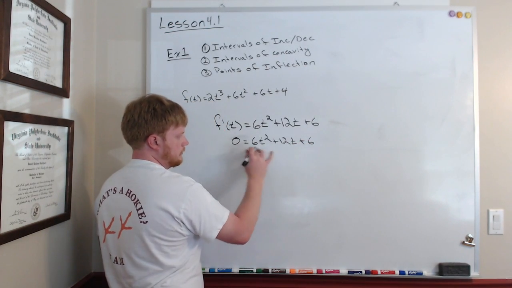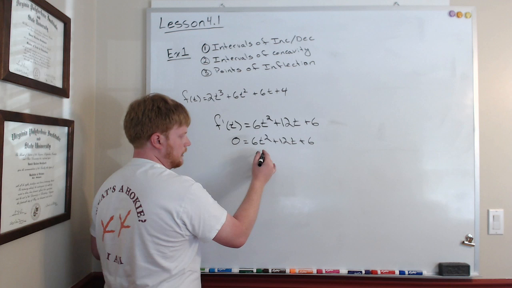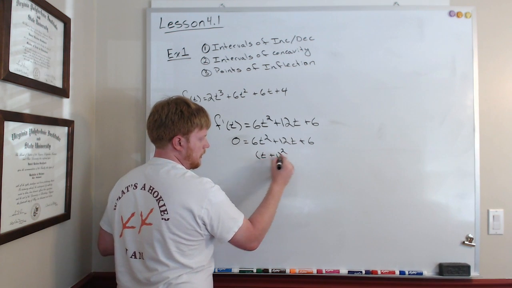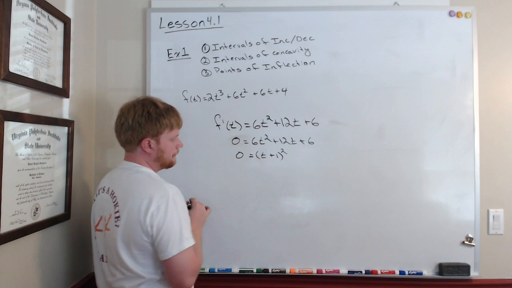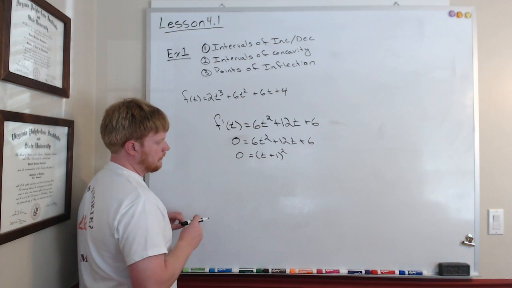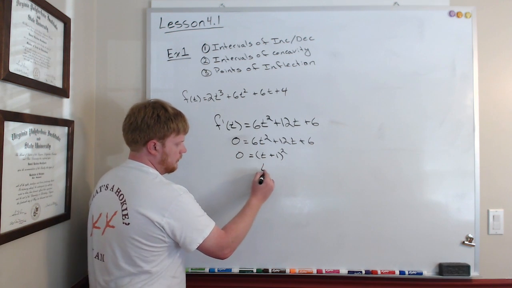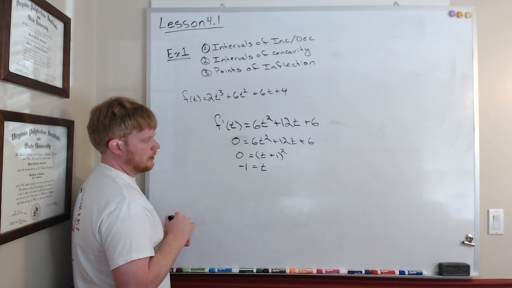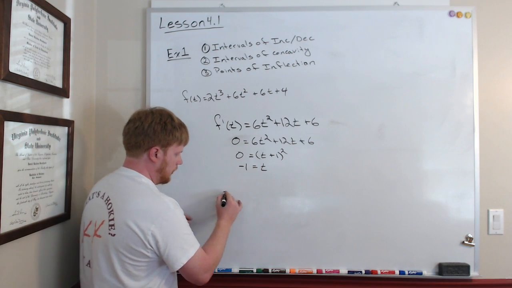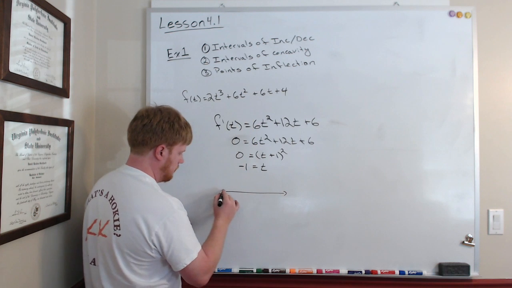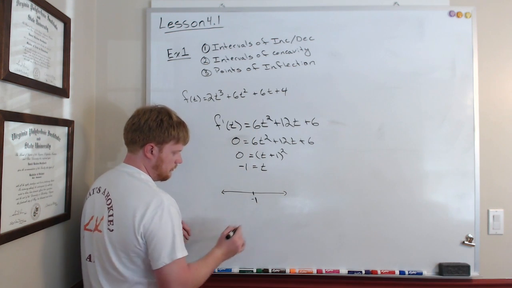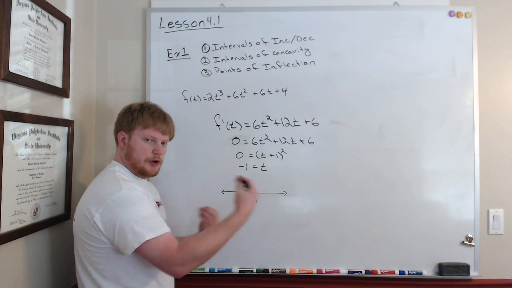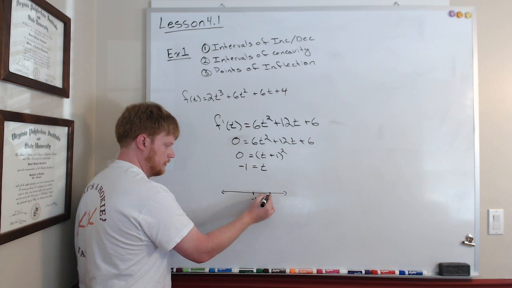Well, this factors, well, first of all, I can divide by 6 and then factor and get t plus 1 squared. And so this is equal to 0 when t is negative 1. So what I'm going to do is make a little number line. Plop negative 1 down there, that's my critical point, and I'm going to examine what's going on either side.